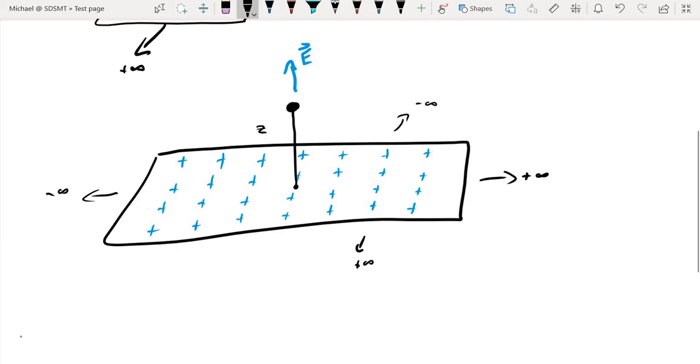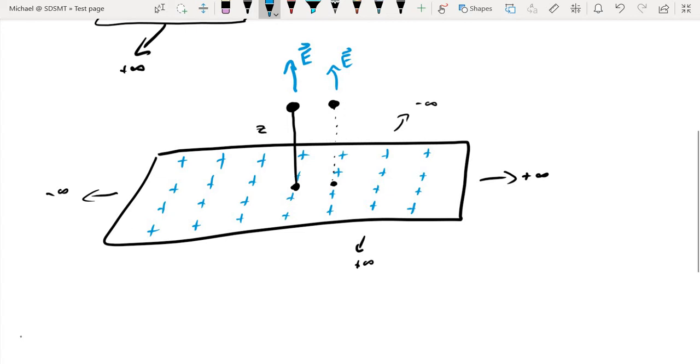But if this is the midpoint of our infinitely large sheet, what about some other point on the sheet? Well, if the sheet is infinitely large, then technically that should be the midpoint as well, and that means that there should be another point, a distance of z above the sheet, that also has the same electric field magnitude as the previous point.